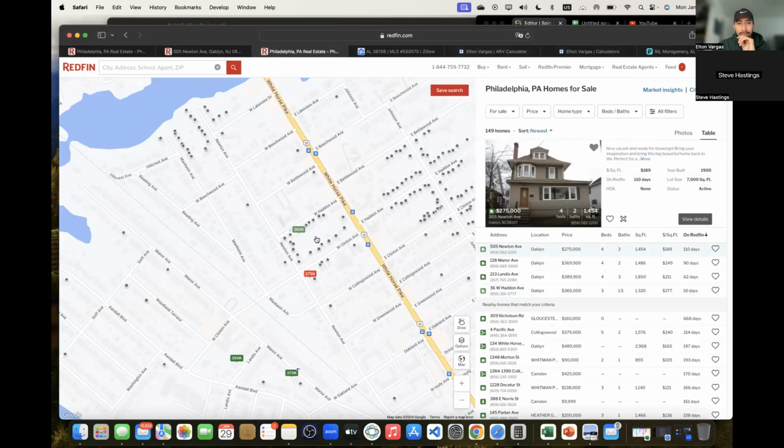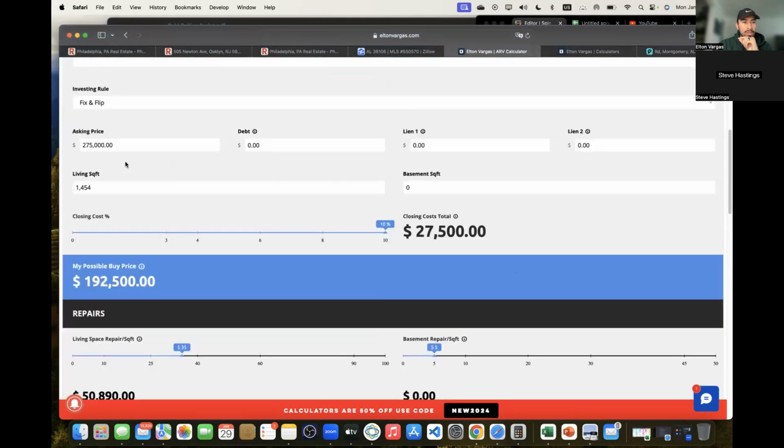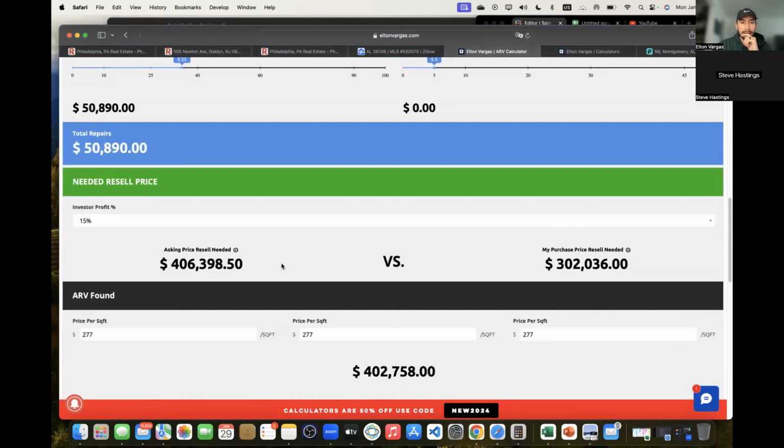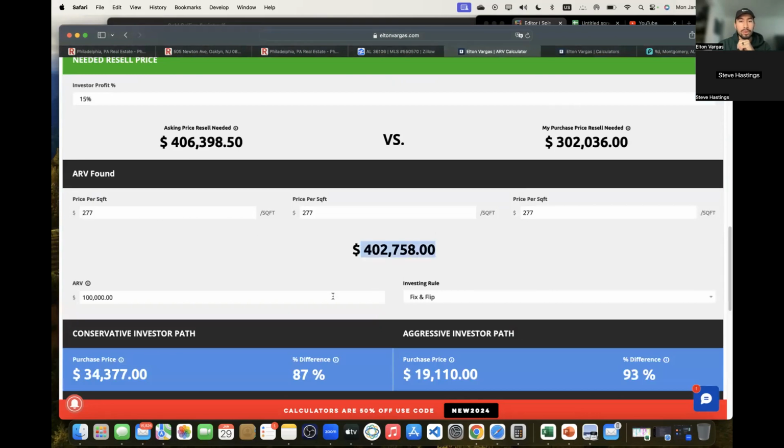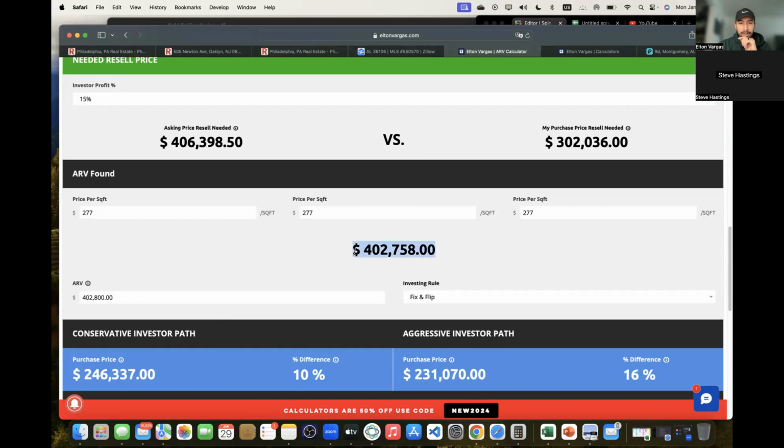So this one was selling for 277 per square foot. Let's say I come across three comps that sold, and all of them were 277 a square foot. So the average will be 277. So I can resell the property that I'm looking at for 275. The after repair value will be $402,800. Again, I'm gonna sum it up: $402,800. The reason it's a little bit more is because it's a bigger home than the other 365 as well. So that's my ARV.